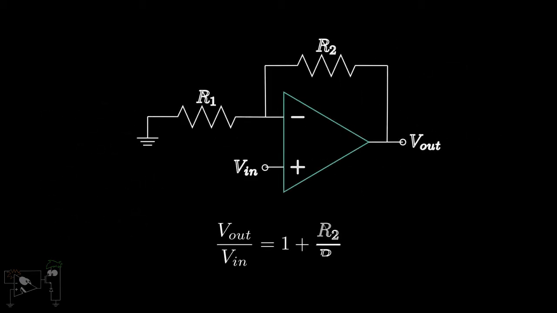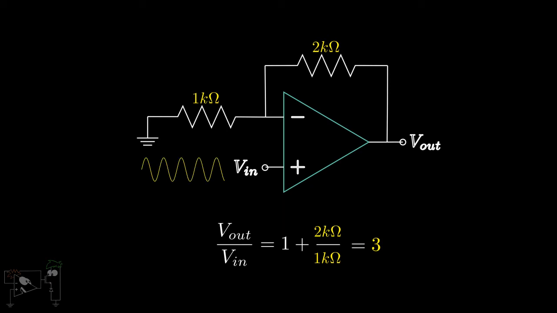For example, if we choose the value of R1 as 1 kilo ohm and R2 as 2 kilo ohms, then the value of the gain will be 3. So, if we feed a sinusoid to the input of this circuit, we will get a sinusoid with thrice the magnitude, which is in phase with the input. In this way, we achieve amplification with an op-amp.